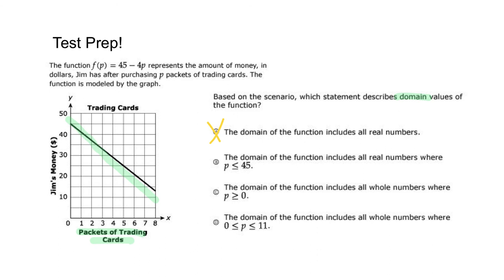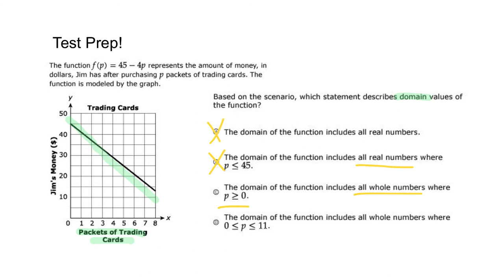B says the domain of the function includes all real numbers where P is less than or equal to 45. That means all real numbers, anything less than 45, that also includes your positive and negative numbers. Negative numbers can't be included, so that's out. C says the domain includes all whole numbers where P is greater than or equal to 0. Now, that might be reasonable because you can only buy whole number packs, and we can only buy things that are positive or buy none at all. So let's not discount this yet, but let's look at the next one.